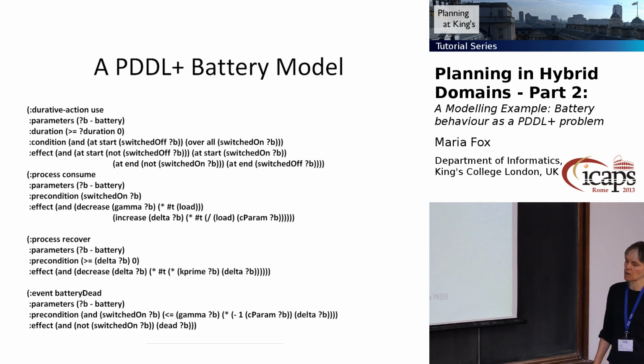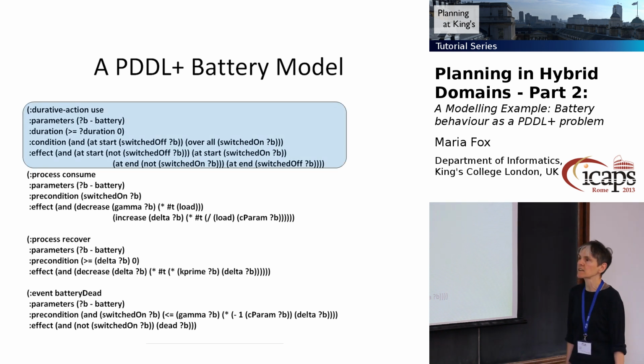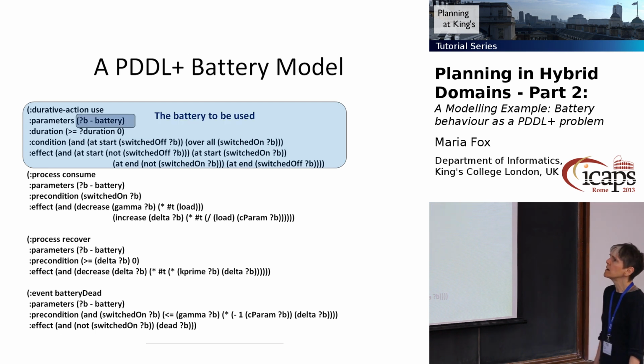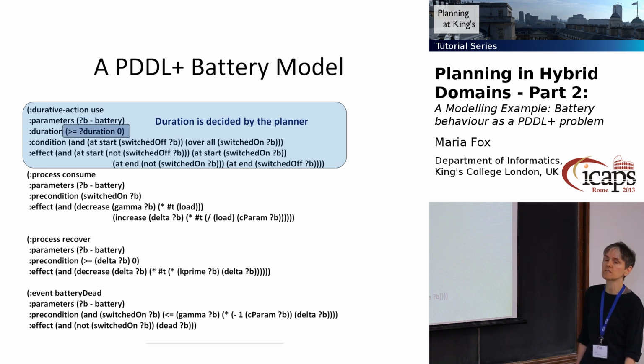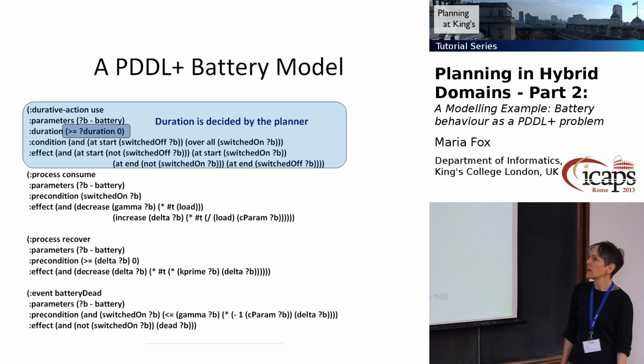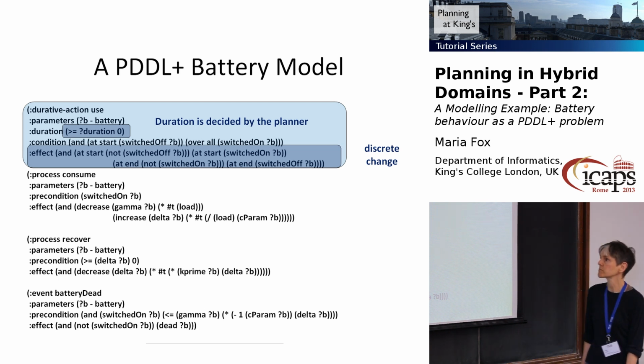So looking at the PDDL+ model for the battery domain, it consists of a durative action to use a battery, which identifies the battery to be used and then chooses a duration for that use, so the planner chooses a duration for the use of that battery, and at the end of the period, having switched the battery on, the battery is then switched off.